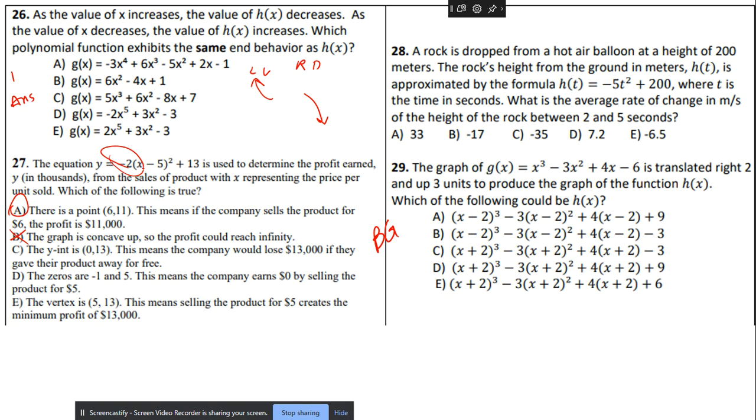Let's double check. 0 minus 5 is negative 5 squared is 25. That's negative 50. Definitely not 13. That's not true. D, the zeros are negative 1 and 5. Okay, let's plug that in. Negative 1, that's negative 6 squared is 36. No, that's not a 0. Remember, if it's 0, when you plug it in, you should get a 0 out. So that's already wrong.